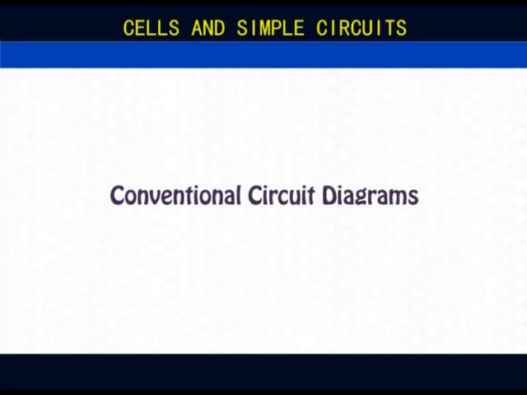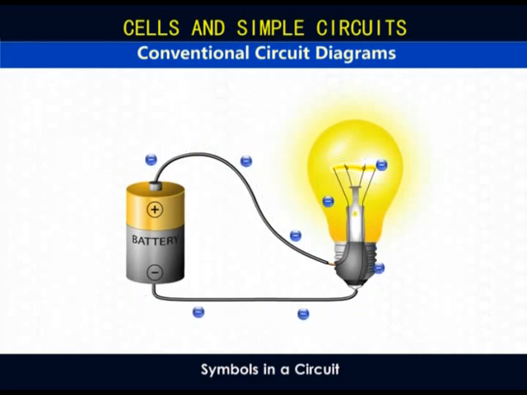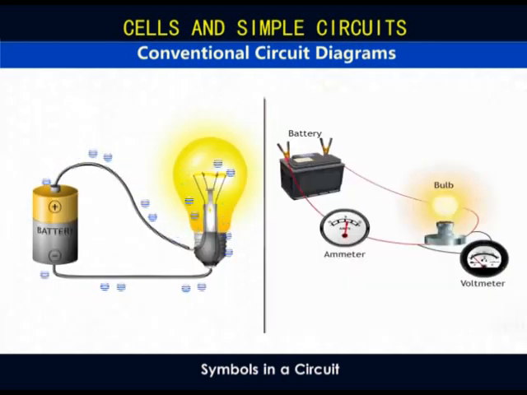Next, we look at conventional circuit diagrams. Now, what we have seen is a simple electric circuit. However, electric circuits could have very many components, and as such, we do not draw the component images. Rather, we use conventional symbols for simplicity.